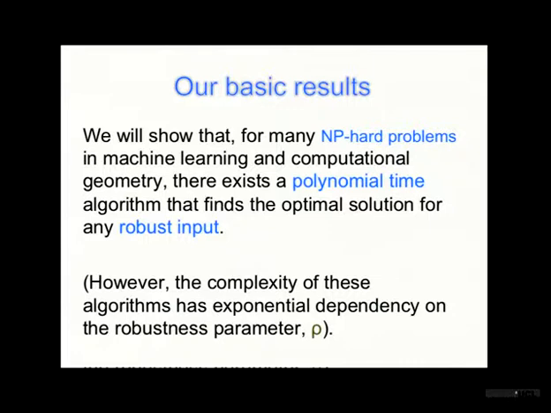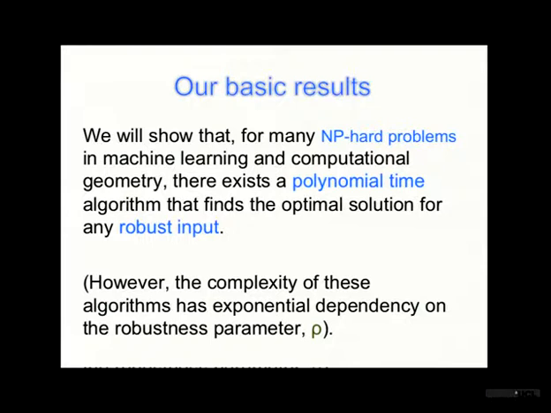One cautious comment is that the complexity of these algorithms will have exponential dependence on the robustness parameter. So the more robust the problem, the faster we could come up with the answer, but the dependence on the robustness, we will show that it's inevitably exponential with the robustness parameter. Okay, so this is kind of giving you the direction in which I want to go.